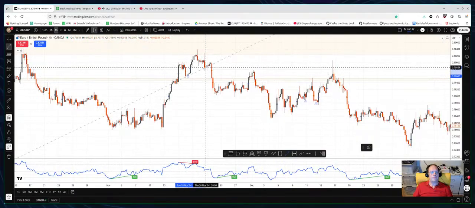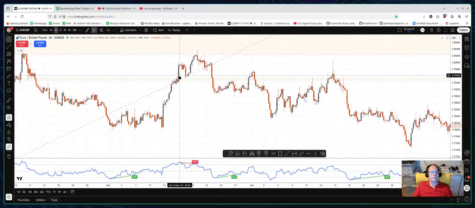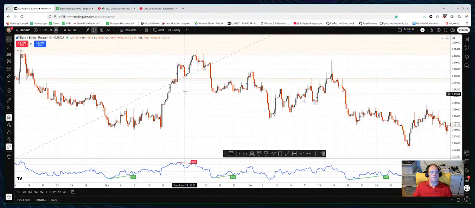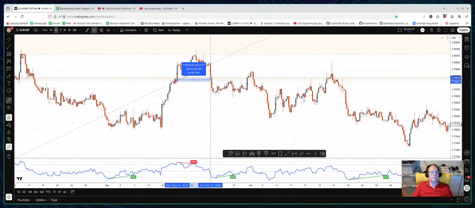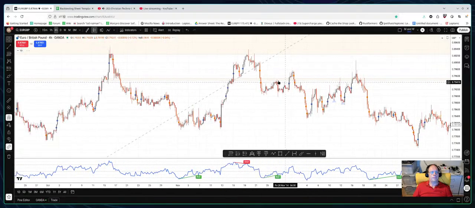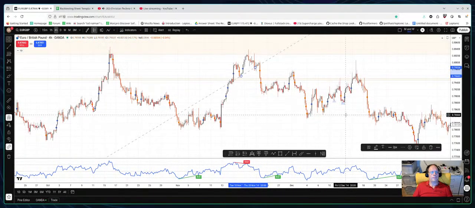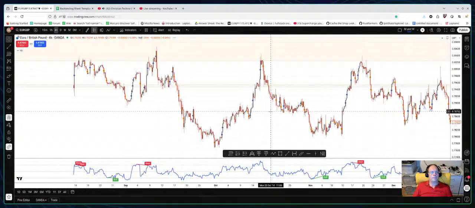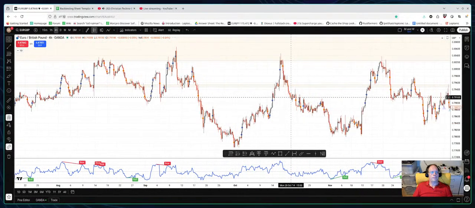I don't know if it's big enough. It's got to be at least 30 bars. Let's measure it. 27. Oh wait, I didn't quite do it properly. 28. I guess. No, it's not going to help to leave it in because it's so angled anyway. Okay, there's another one. Look.